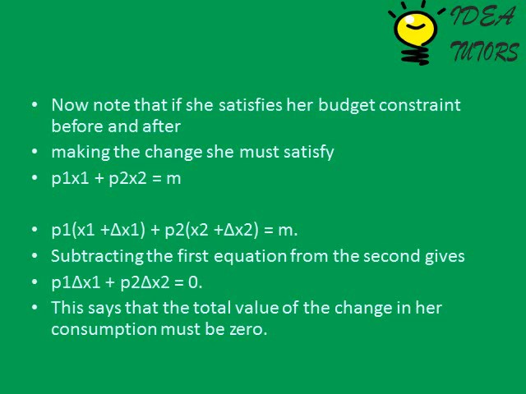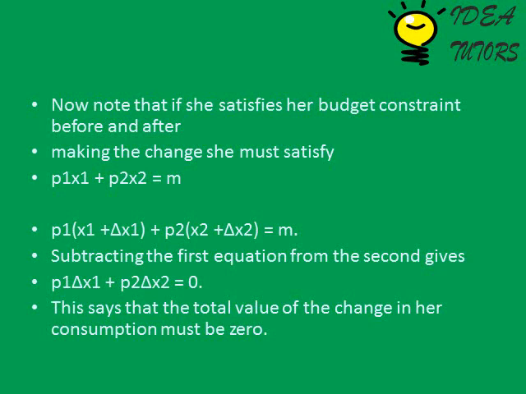Note that she must satisfy her budget constraint before and after the change has occurred. So after making the change, she must satisfy this equation, the equation of the budget line, p1 x1 plus p2 x2 is equal to m, that is income. Now see this fourth bullet and this equation: p1 into x1 plus change in x1, plus p2 into x2 plus change in x2, is equal to m.